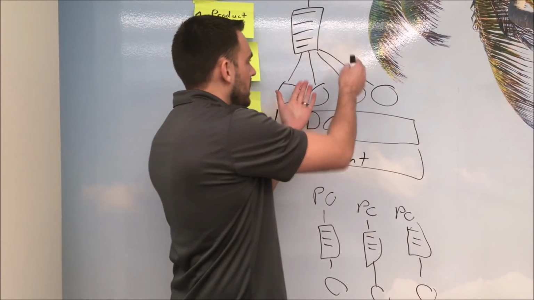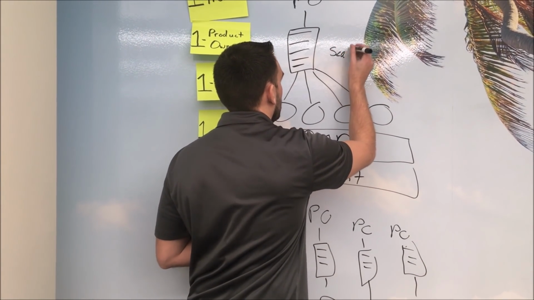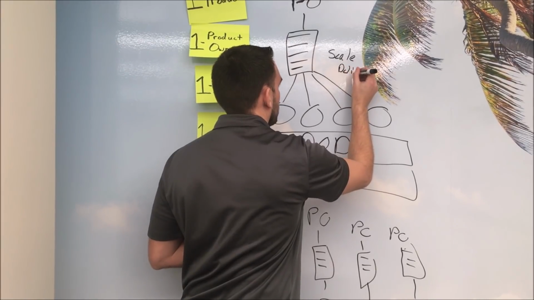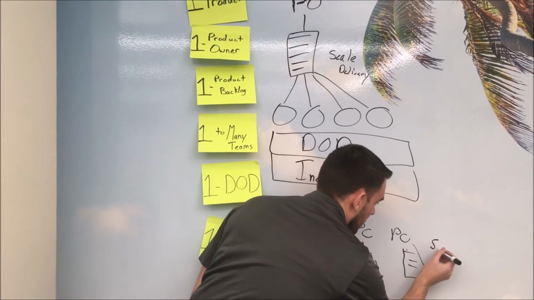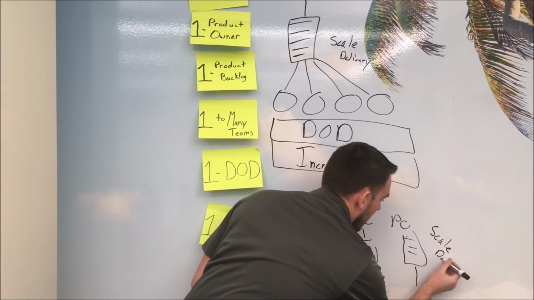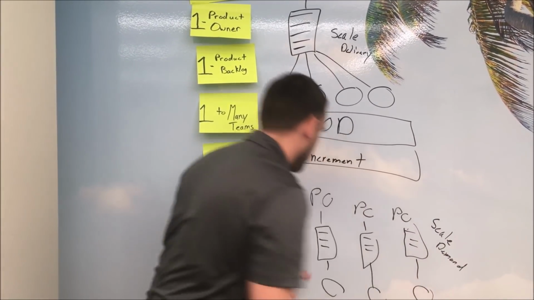What we want to do up here is scale delivery. So how we deliver the work. Down here what we're doing is we're scaling demand. So the demand of the work.